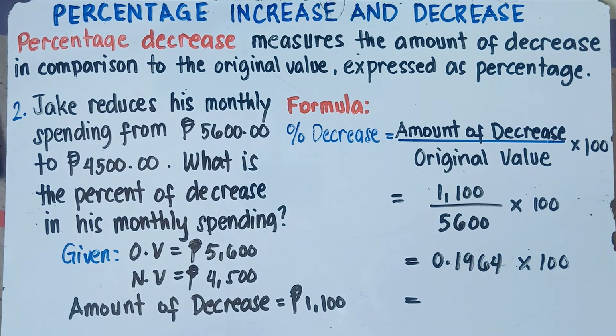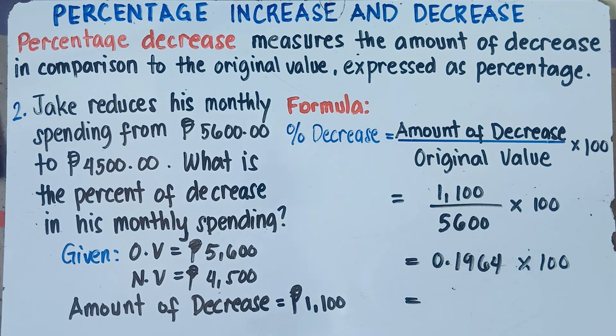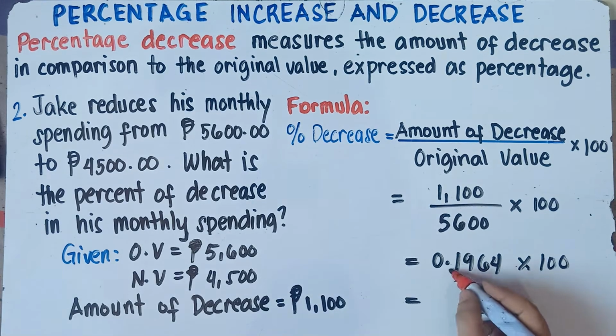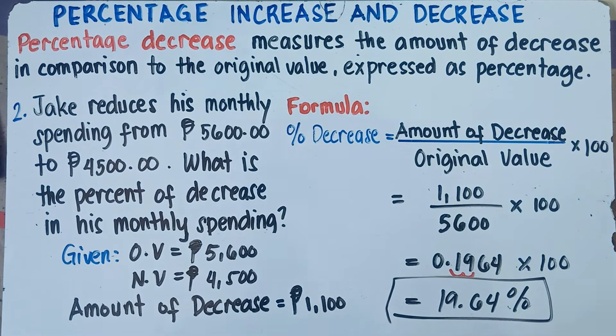Alright, so once again, class, it depends on your teacher how many decimal places. But for me, it's better to have 4 decimal places for you to have a near-exact answer. There are some teachers that will allow you 3 decimal places or 2 decimal places, so it's up to your teacher. Alright, so 0.1964 times 100, just simply move the decimal point left to right twice. So 1, 2, this will be 19.64%. That's it, class. All set for example number 2.